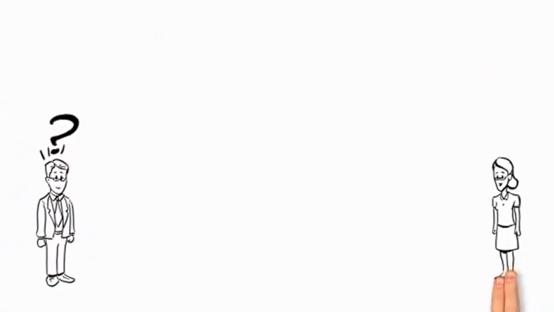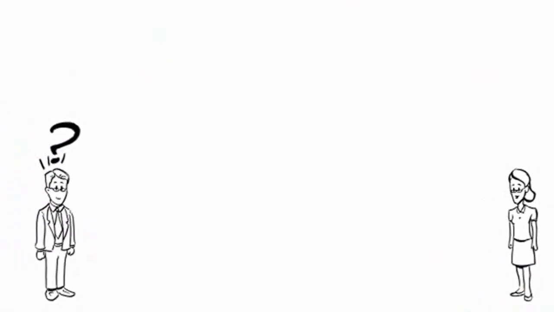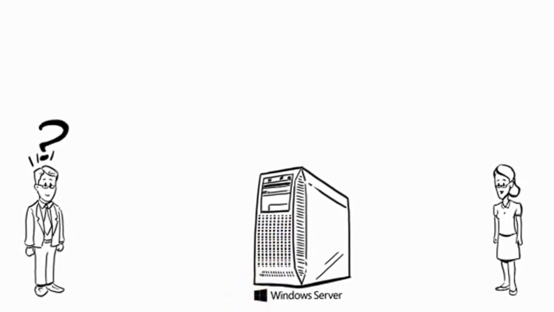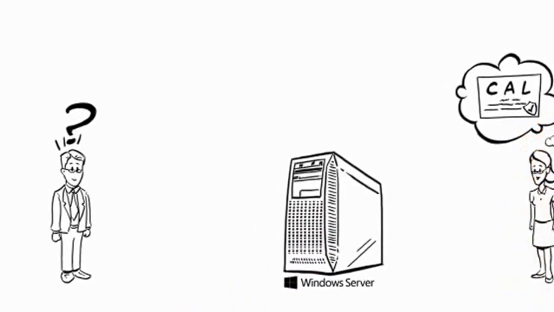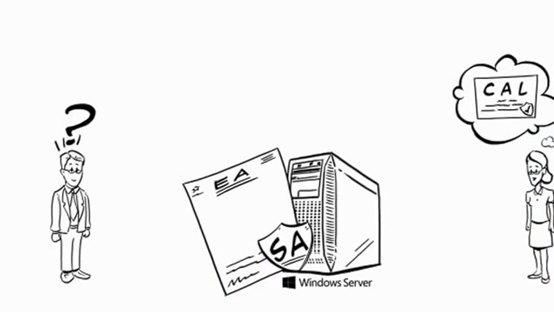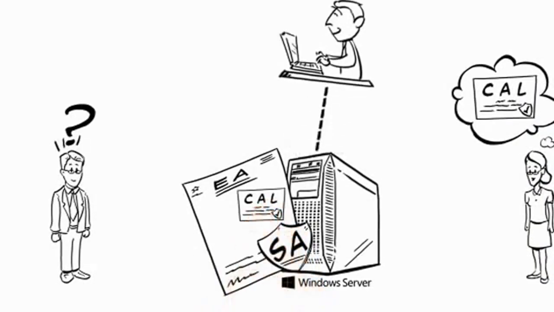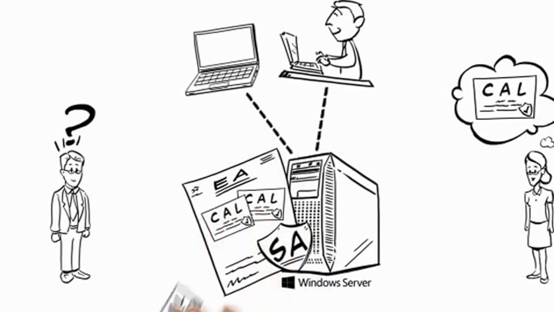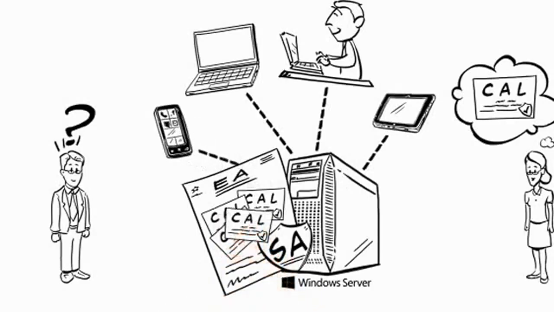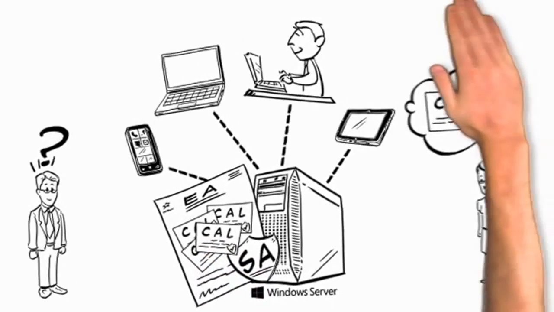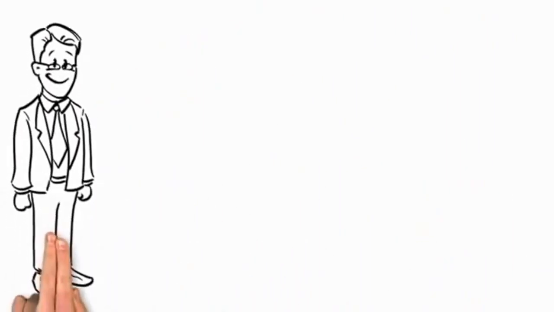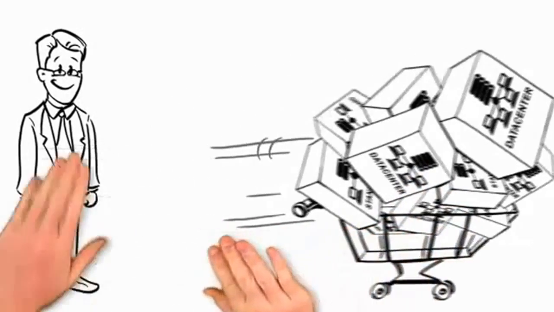Brian asks Sarah if there's anything else he will need. Sarah reminds Brian that every user or device that will access a Windows Server needs to have a client access license, commonly referred to as a CAL. Since Windows Server CALs with software assurance are already a part of the company's desktop platform, licensed through their enterprise agreement, they are covered. Great, Brian says, let's put in the order.